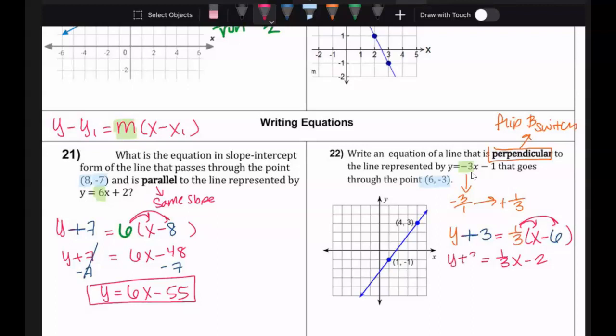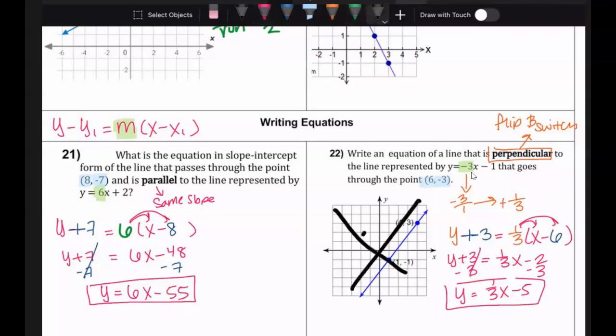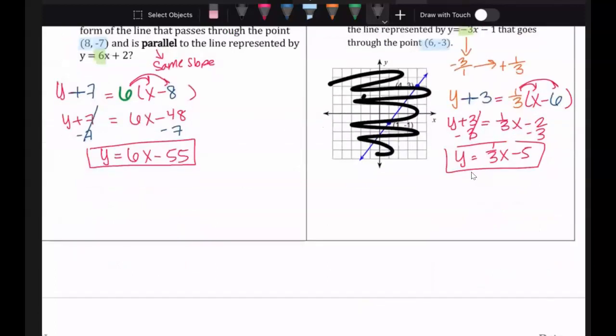Y plus 3. Subtract 3 from both sides. Y equals 1/3 x minus 5. So this problem was just a typo. Whoops. My bad. You didn't need this graph. So ignore that part.